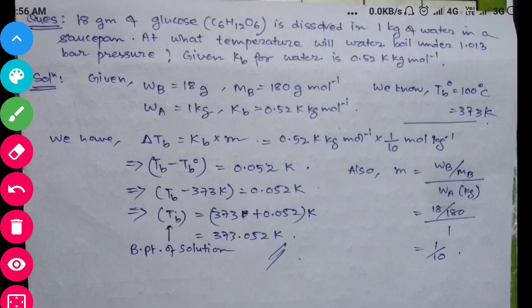Okay, from these: relative lowering, elevation in boiling point, depression in freezing point, osmotic pressure. From these four I will teach the two later. One numerical is fixed. Okay, so I'll end with this topic here.